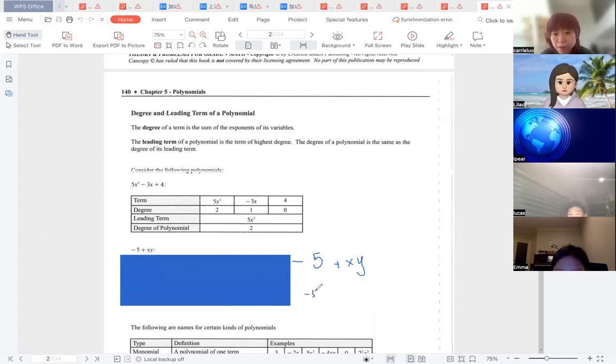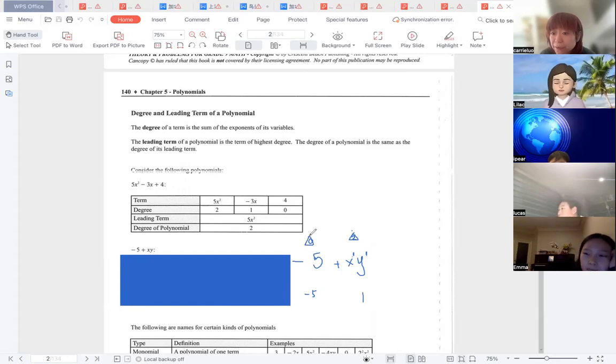Negative 5, and 1. Very good. And what is the degree for each of the terms? Both 0? No. Okay, so for the negative 5, the degree is 0, no problem. But for xy, the degree is actually 2, because x has the power of 1 and y has another power of 1. 1 plus 1 equals 2.